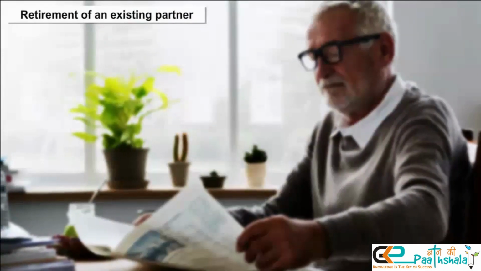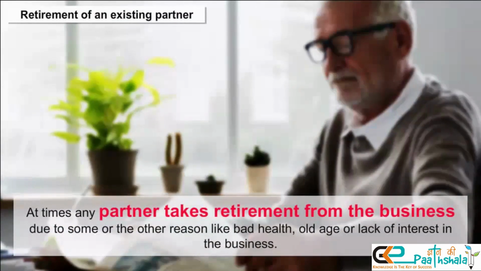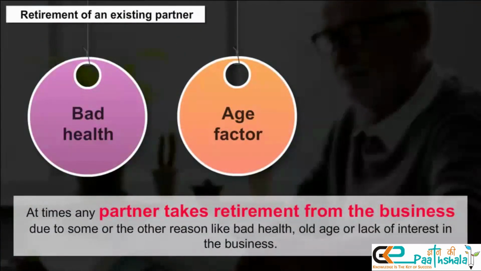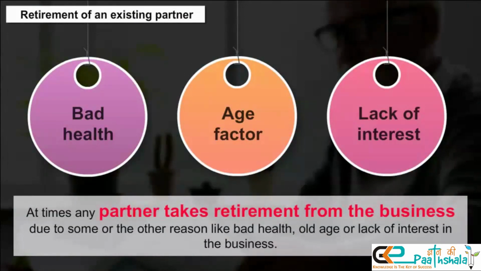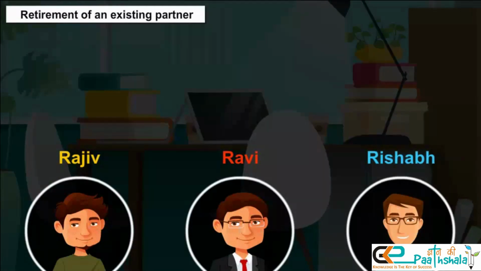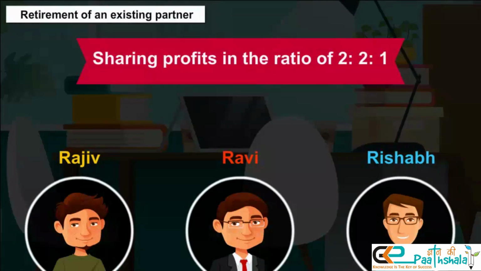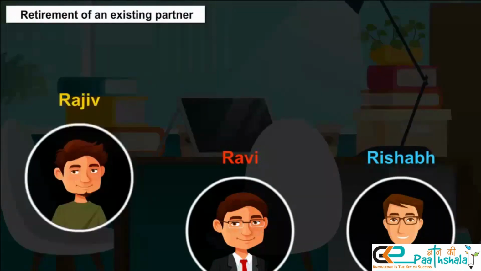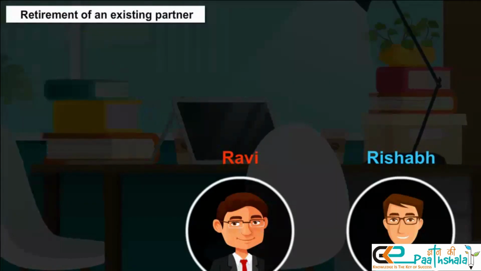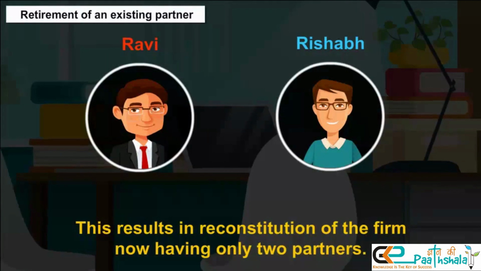Retirement of an existing partner. At times, any partner takes retirement from the business due to some or the other reason like bad health, old age or lack of interest in the business. For example, Rajiv, Ravi and Rishabh are partners in the firm sharing profits in the ratio of 2:2:1. On account of illness, Rajiv retired from the firm on March 31, 2007. This results in reconstitution of the firm now having only 2 partners.